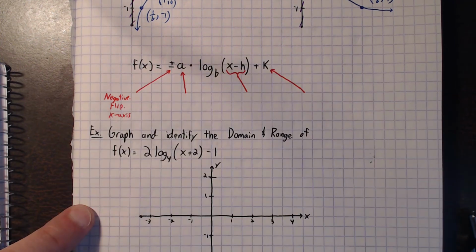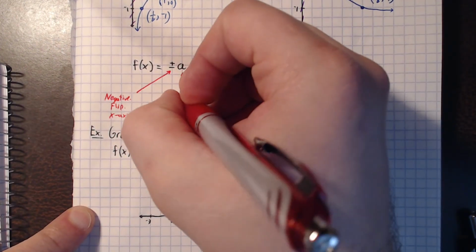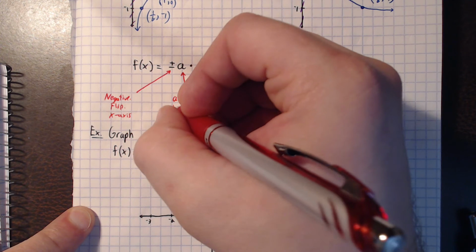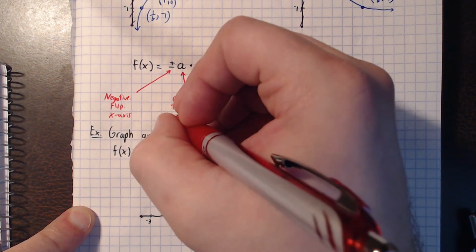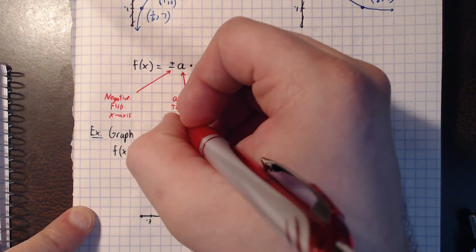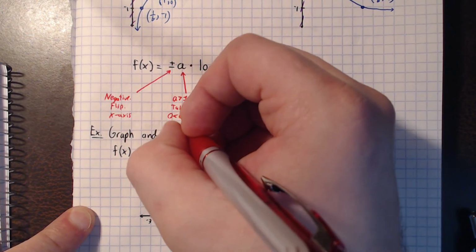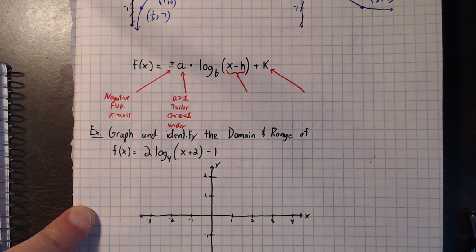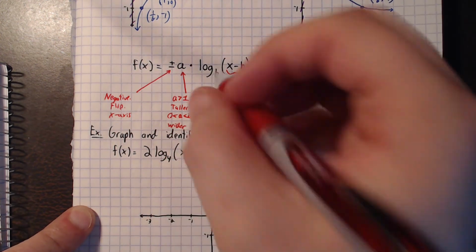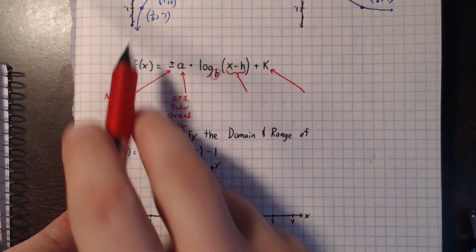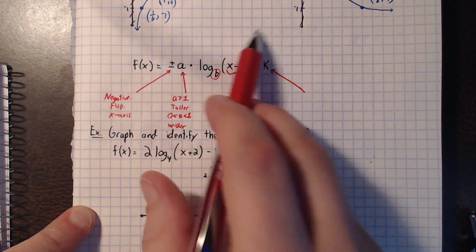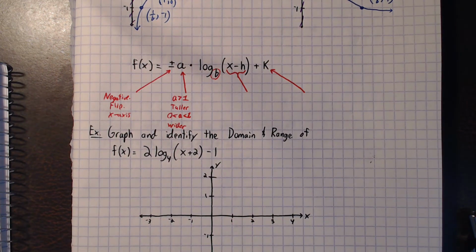Here, our a value, same idea as before. If a is greater than 1, our function will look taller. If a is between 0 and 1, it'll look wider. Our base, we want to keep track of what our base happens to be, because again, that's going to affect what happens up here with our parent functions.